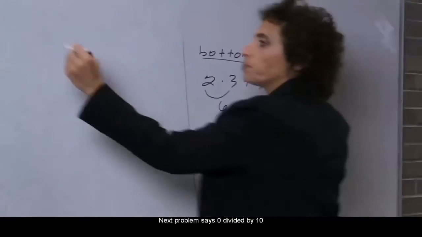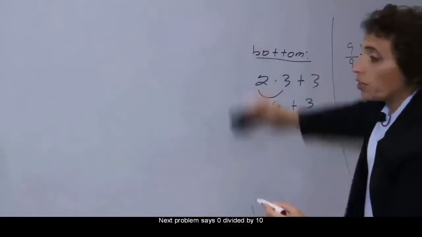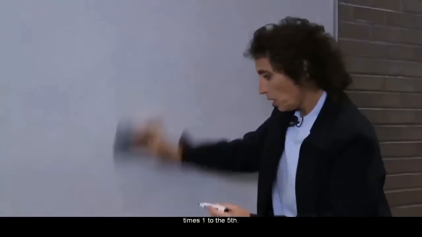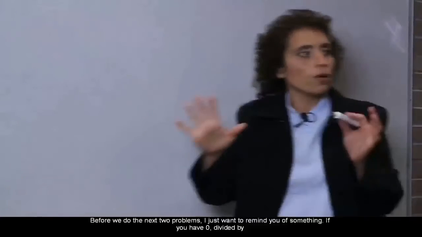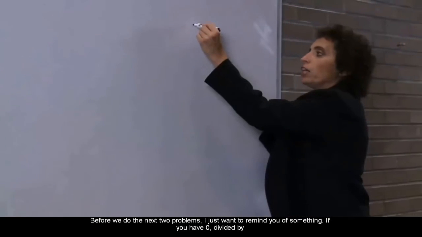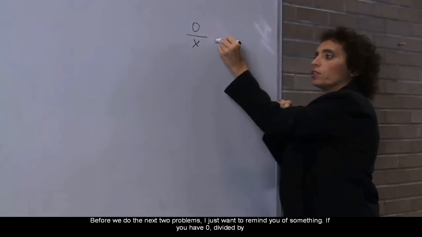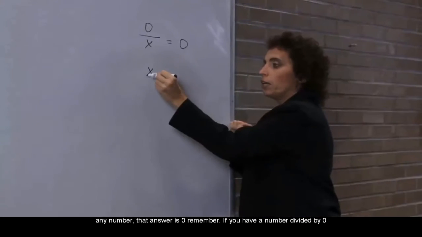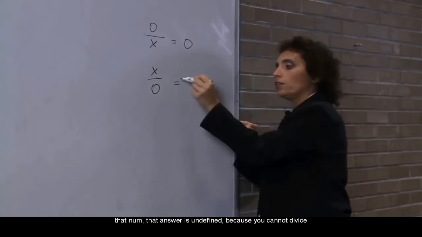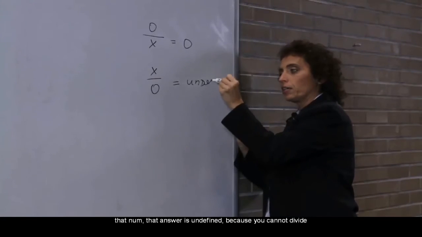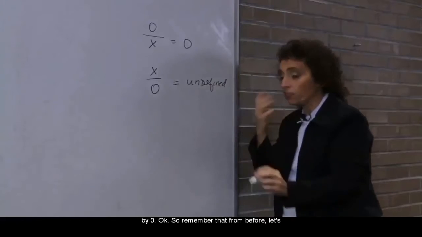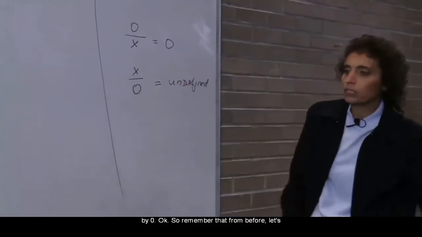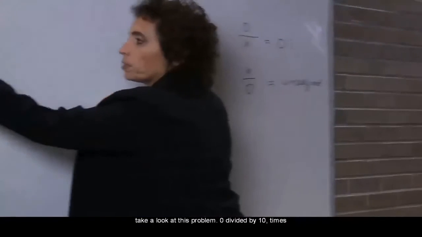The next problem says 0 divided by 10 times 1 to the 5th. Before we do the next two problems, I just want to remind you of something. If you have 0 divided by any number, that answer is 0, remember. If you have a number divided by 0, that answer is undefined because you cannot divide by 0. Okay, so remembering that from before, let's take a look at this problem.